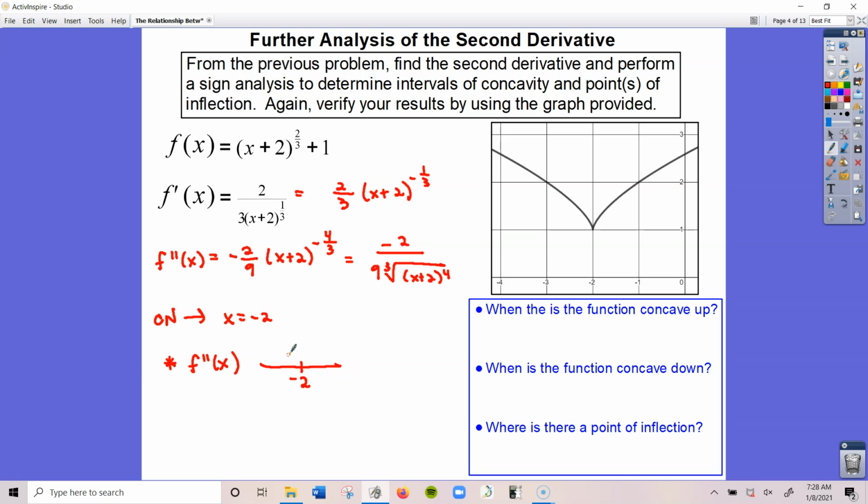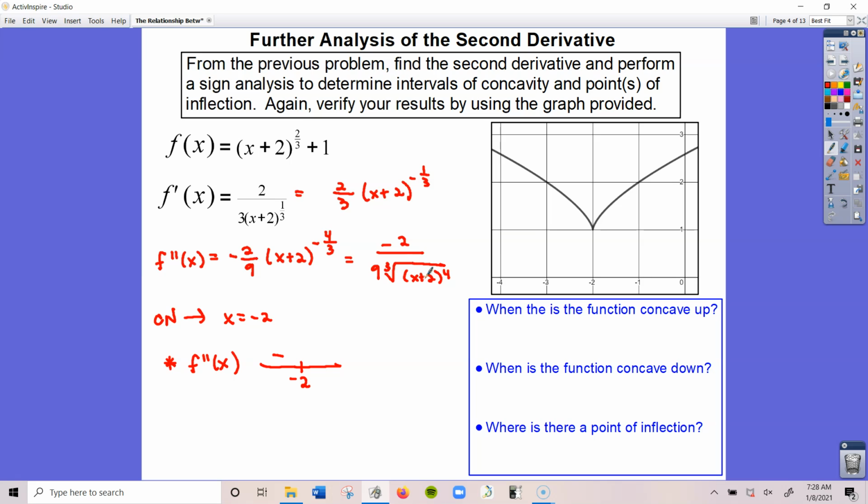Let's plug in a number to the left of negative 2, so let's say negative 3. If you put negative 3 in the denominator, it would be negative 3 plus 2, which is negative 1, but it's being raised to the 4th, and a negative number raised to an even exponent would make it positive. So this would be a negative divided by a positive, so negative. And if I were to plug in a number to the right of negative 2, so let's just say negative 1, same situation.